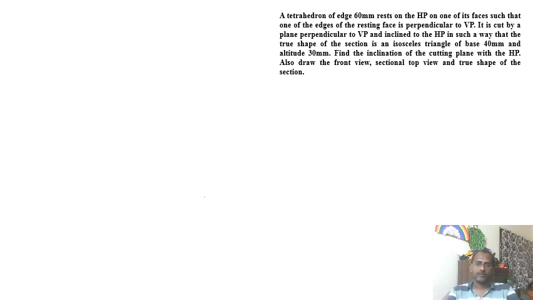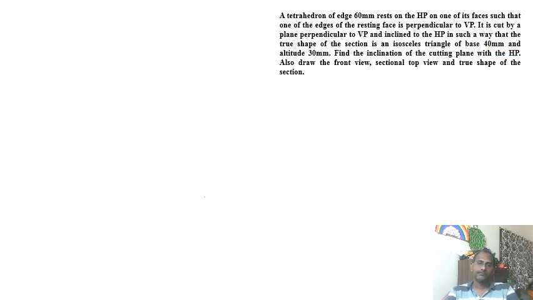So we are clear with this information that the edge length is 60 mm and the final shape is an isosceles triangle, which is of base 40 mm and altitude 30 mm. An isosceles triangle is made up of three edges. Out of these three edges, two edges are of equal length. One will be the base. So we try and see how we get the final sectional view of this particular problem.